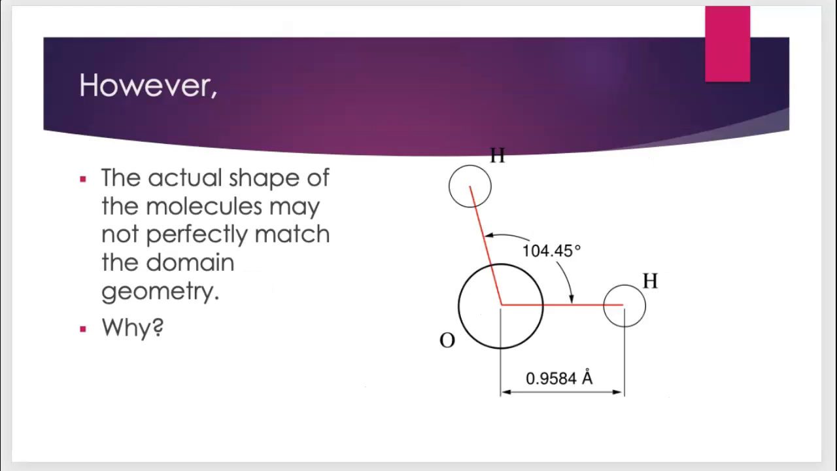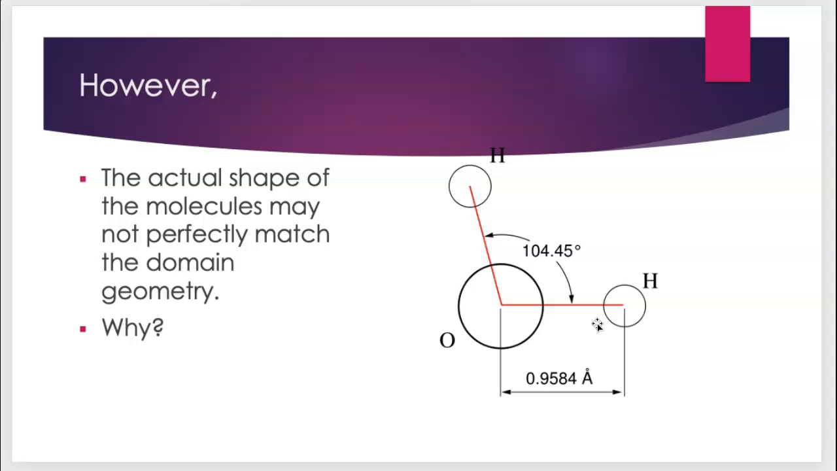However, when we talk about the actual shape of a molecule, it's really not going to match up to domain geometry. So this picture here shows water. Now in the water, first of all, you notice that they're not straight across, and the angle is 104.5, let's say, which isn't on that chart at all. Well, there's really a couple reasons why.